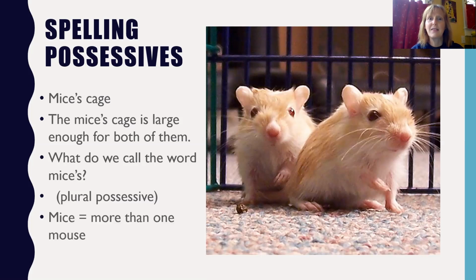Mice is the plural for mouse. Mice is more than one mouse. Remember when we talked about when we already have a plural word, we just have to do apostrophe S to make the possessive. We've already thought about the plural and singular. Add the apostrophe and then the S.